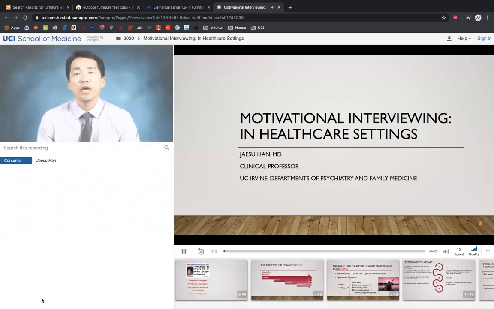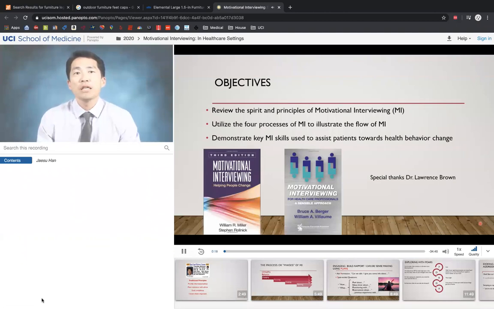In today's podcast, I'm going to be going through a practical overview of motivational interviewing. And the objectives, as you can see, are first of all, reviewing the spirit and principles of motivational interviewing, or MI. And then I'm going to utilize the four processes within MI to illustrate the flow of MI. And then finally, I'm going to be demonstrating some key MI skills that are used to assist patients towards health behavior change.